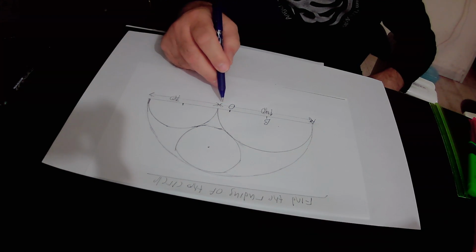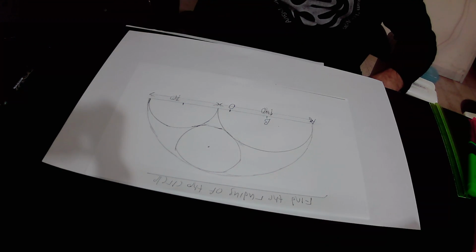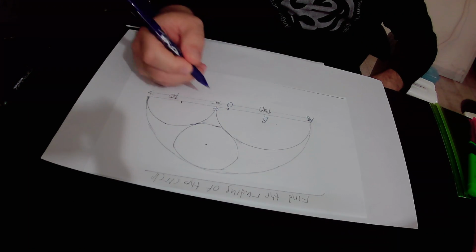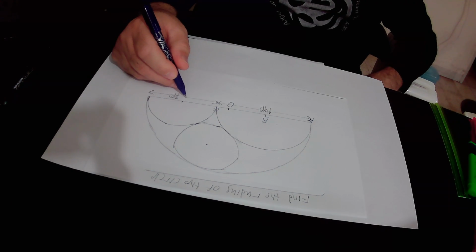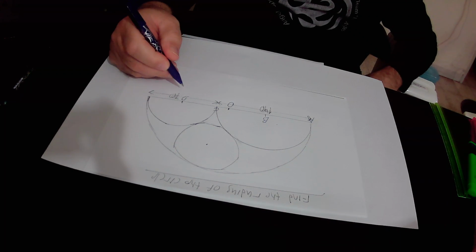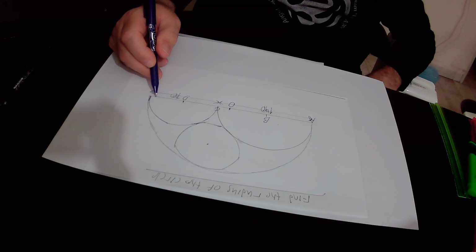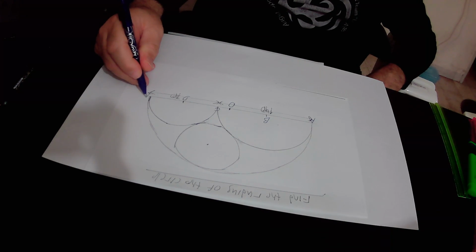The touching point of this semicircle with the smallest semicircle will be defined as C. The center of the smallest semicircle will be defined as D. And the touching point of the biggest semicircle with the smallest semicircle will be defined as E.